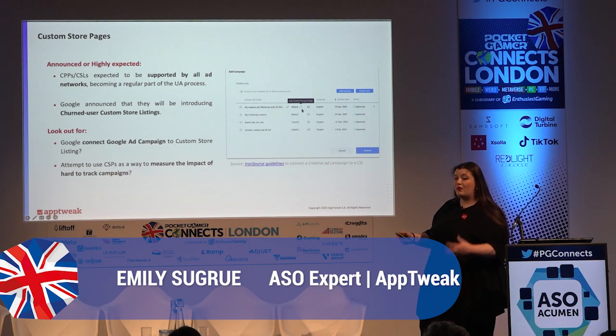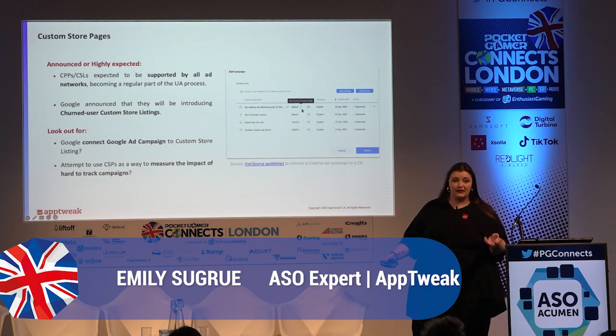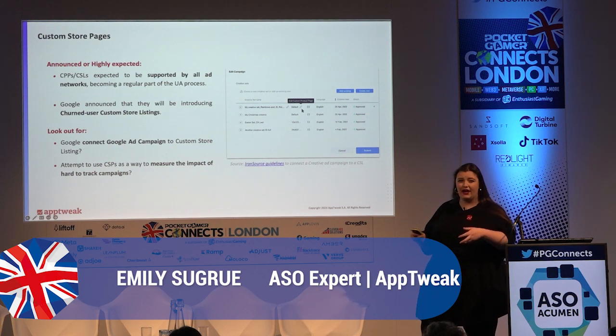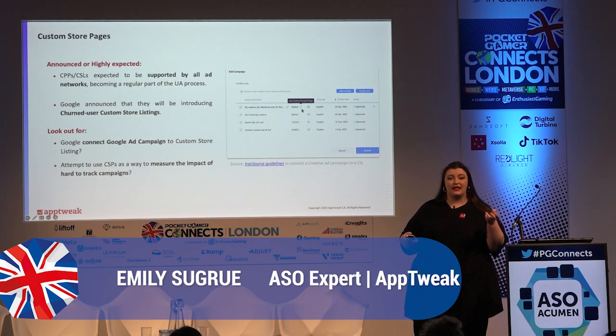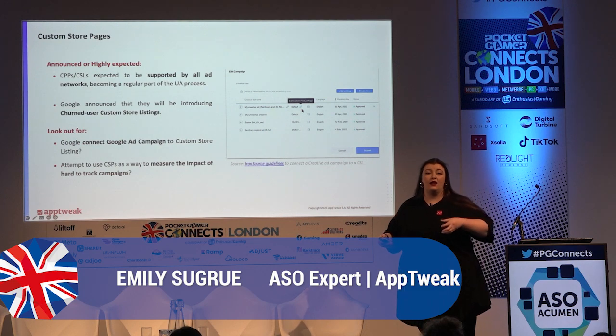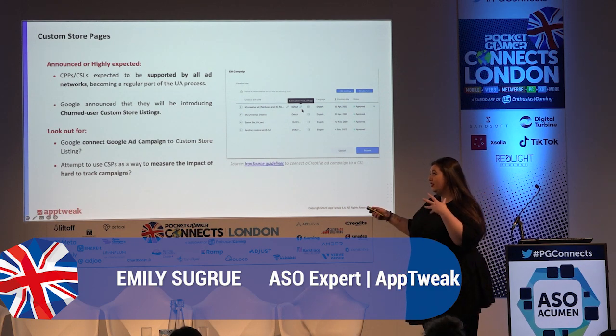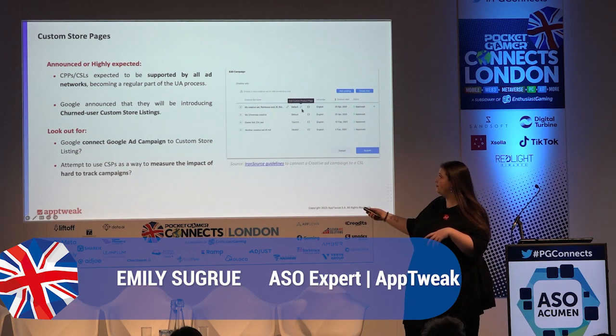We also think possibly that Google could connect the Google ad campaign to custom store listings, and also that you could attempt to use custom store pages as a way to measure the impact of kind of hard to track campaigns. So for example, if you have a printed ad on the London Underground and you want to see how many of your downloads are coming from that single ad, you could stick a QR code on it and you can track your traffic that way. So it is a good way to track harder to track campaigns.